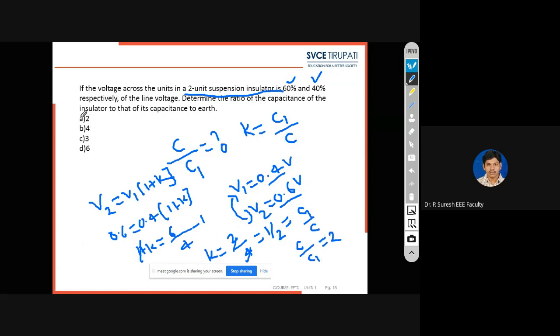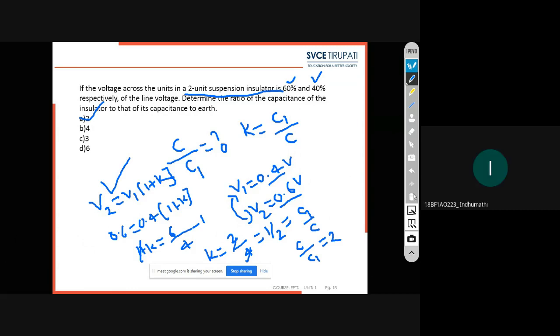Is it 2? The question is clear. They will ask like that: find each disc voltage or find the string efficiency. Is it okay for all? Any doubts? It's okay. By using this simple formula, we will calculate K. K is nothing but C1 by C. They will ask to find the C by C1. Is it clear?